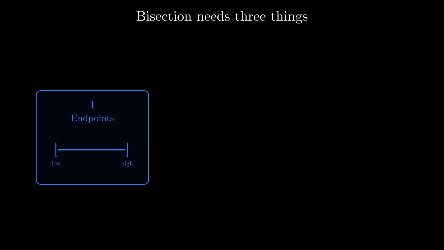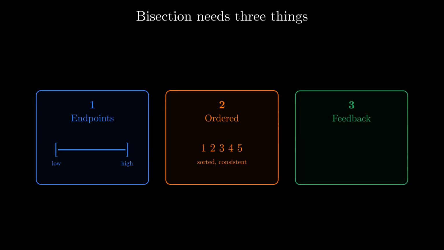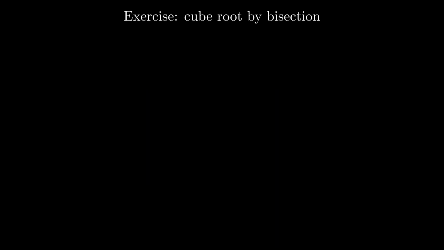Bisection is powerful, but it isn't always available. It needs 3 things. Your search space must have endpoints, a definite low and high to bracket. It must be ordered, sorted by number, by letter, by anything consistent. And every guess must give feedback, telling you whether it overshot or undershot. Take away endpoints, order, or feedback, and bisection has nothing to bite on. No halving is possible.